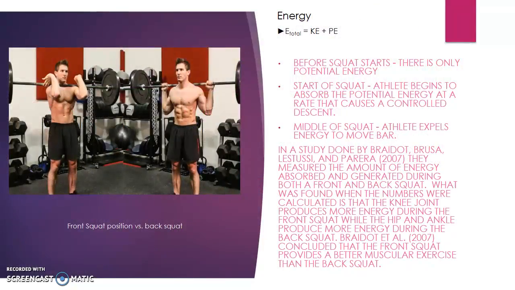Energy. Once the weight is on the shoulders, there is potential energy. And as the athlete begins to squat, the potential energy is absorbed at a rate that causes the controlled descent. Then, the athlete must expel energy to continue moving the bar. When back squat and front squat are compared, more energy is produced at the knee during front squat, whereas in back squat, more energy is produced at the hip and ankle. It was concluded that front squat provides a better muscular exercise than the back squat.